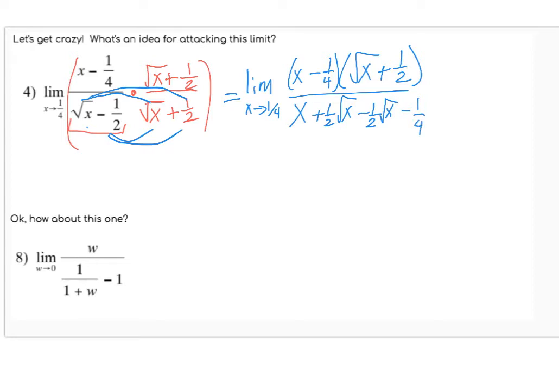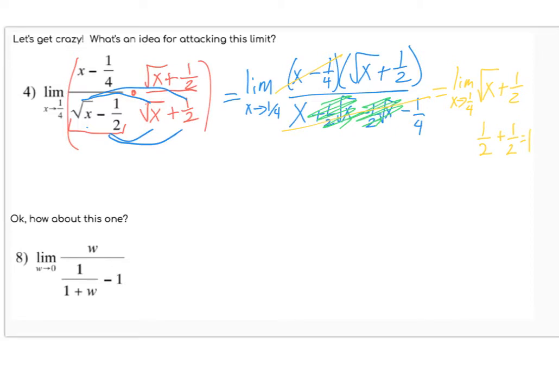When I look at this, those pieces do indeed cancel out. And we're left with x minus a fourth in the bottom, which you might notice we also see up top. Those can cancel out, leaving you with the limit as x approaches a fourth of the square root of x plus a half, which ends up being a half plus a half, which is 1.